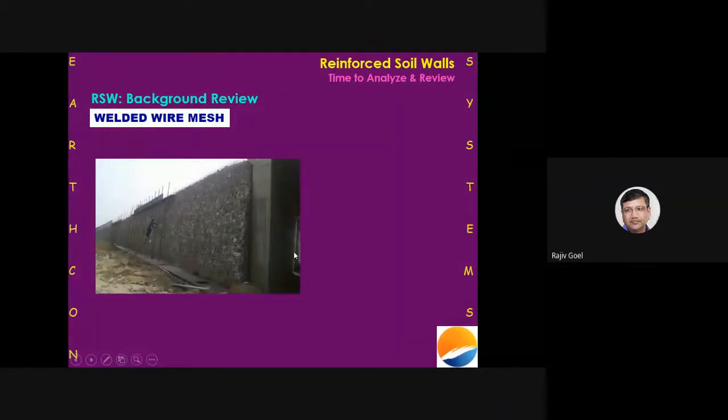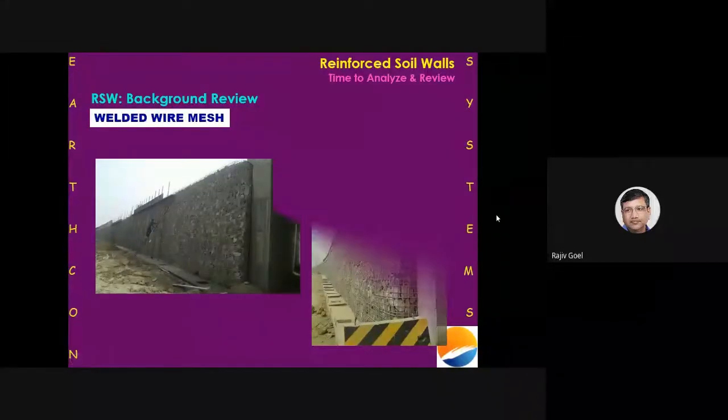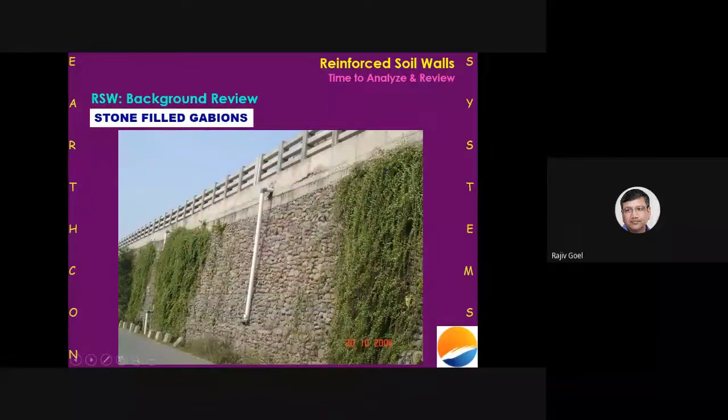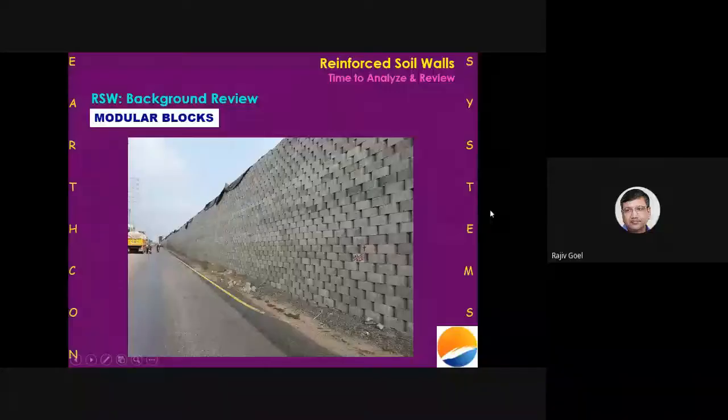The welded wire mesh fascia, I showed you some slides a little while ago. Again, according to me, this has not become very popular for obvious reasons, and one of the obvious reasons is that it is very prone to vandalism. Stone-filled gabions, the Derabasti's famous flyover I showed you earlier. Modular blocks is another variety of fascia which is being used very, very widely in this country.